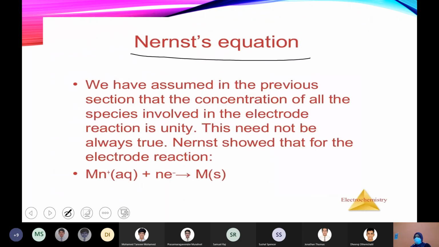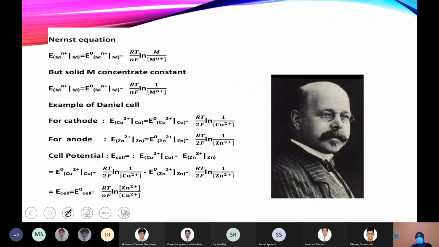Here they just say that we always assume it to be unity, but that cannot be the case always. If the concentration is not 1 molar, then the calculation of the cell potential is done based on the Nernst equation. And that's the final thing you can see over here.